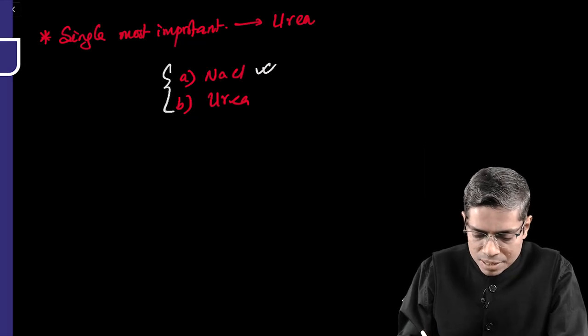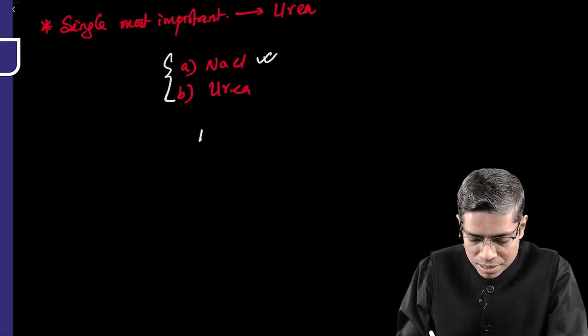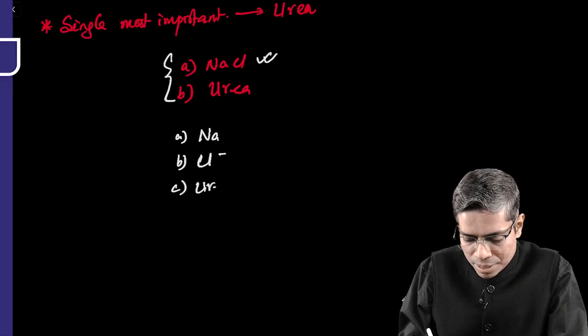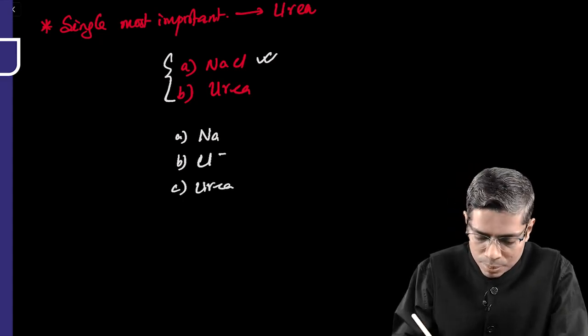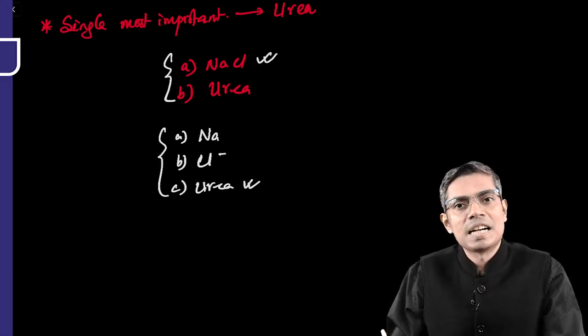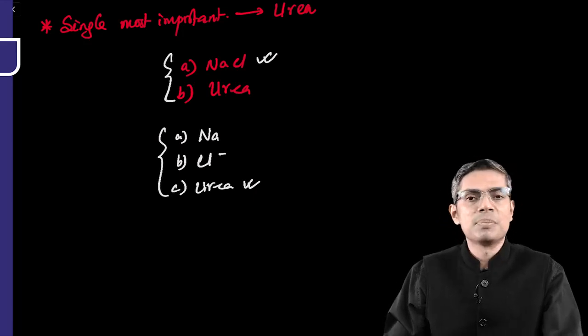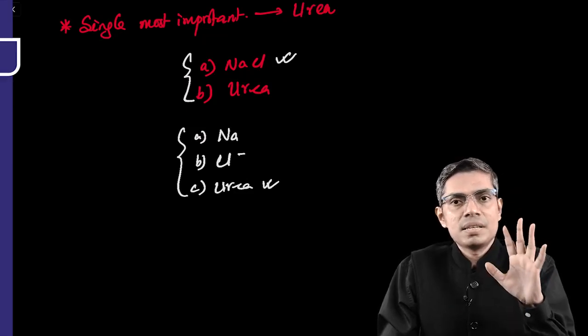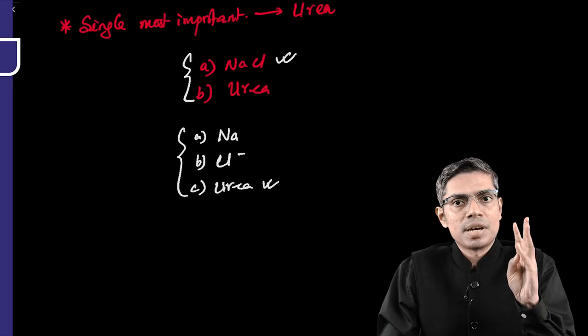But if the MCQ is giving the same but the options are given like this: A option is sodium only, B option is chloride only, and C option is urea only. So what is the most important among all these three? Now your answer is urea alone. Getting my point? So this way, please remember, medullary hypertonicity is generated by three substances: sodium, chloride, urea.